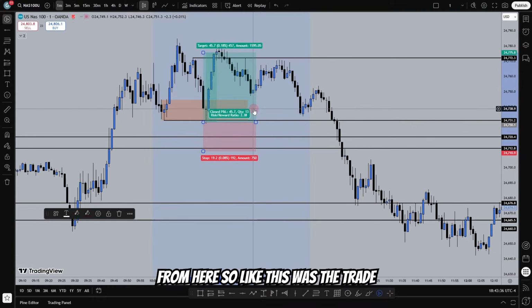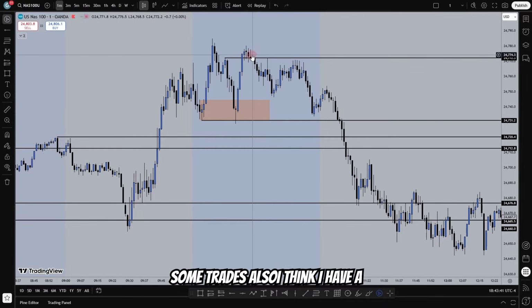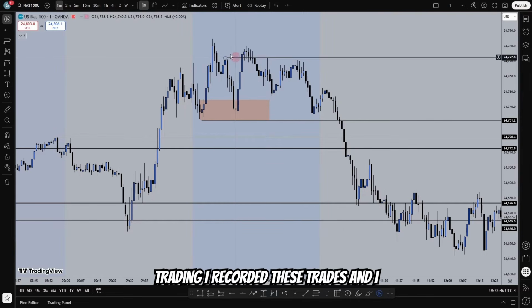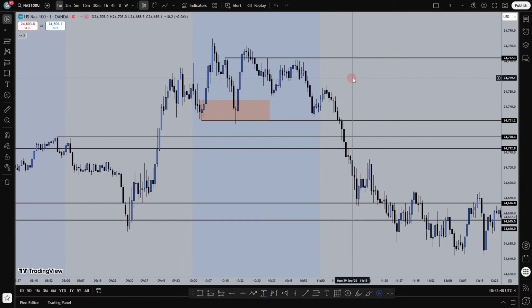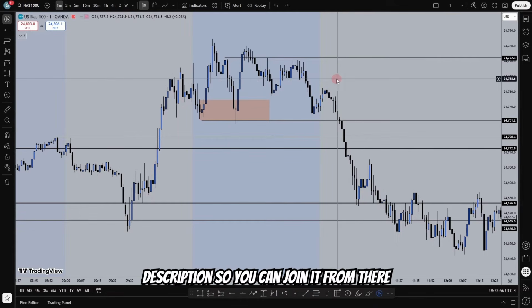So like this was the trade, and I took a few trades also and missed some trades also. I think I have a recording of these trades on my channel, so check out my previous videos of live trading. I recorded these trades and I called out these trades in my Discord also. If you guys want to join my Discord channel for free, it's in the description, so you can join from there.